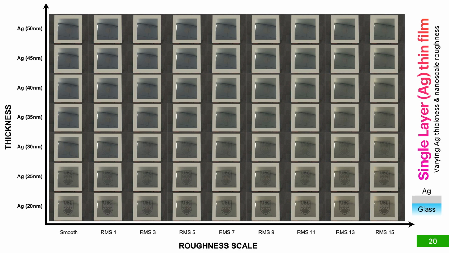This gives us more freedom to adjust, and allows us to study the nanoscale roughness of the films. This is a collection of Ag films with various thicknesses and roughness scales. We can see the color change with the increase of the roughness scale, from gray bluish to gray brownish, and the transparency is reduced due to the thickness increase.